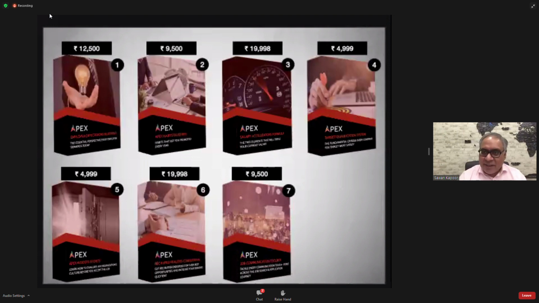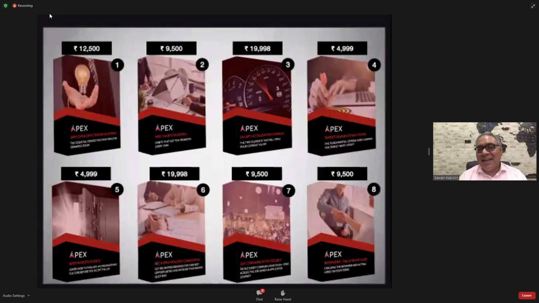And the seventh one is called the Jobs Communication Toolbox. Now, this is built on that inbound approach. How to tackle every single touch point of interaction with a company in that journey of getting a job. And the last one is Apex Interviews, the ultimate guide. People who do this know how to get to the truth of your personality. They know how to read you, your body language, everything. They do this for a living.